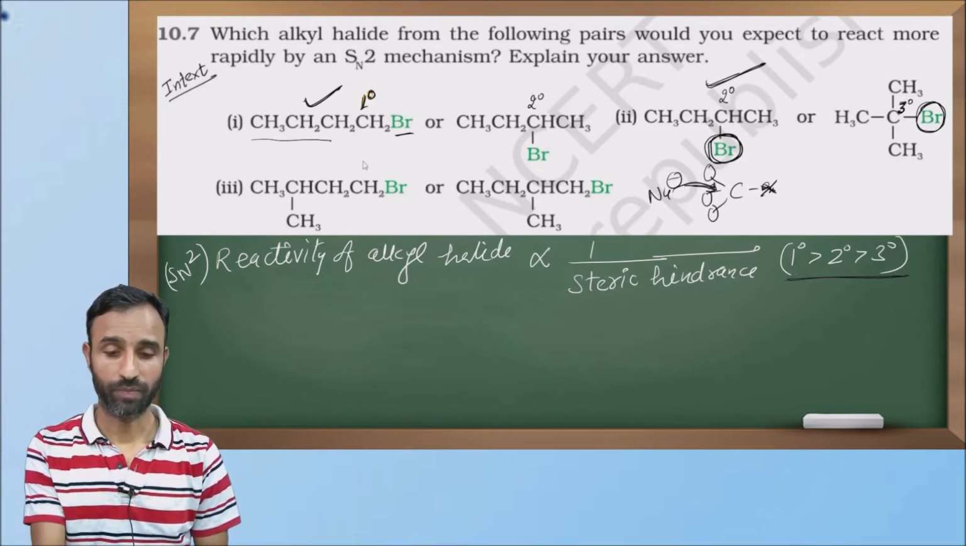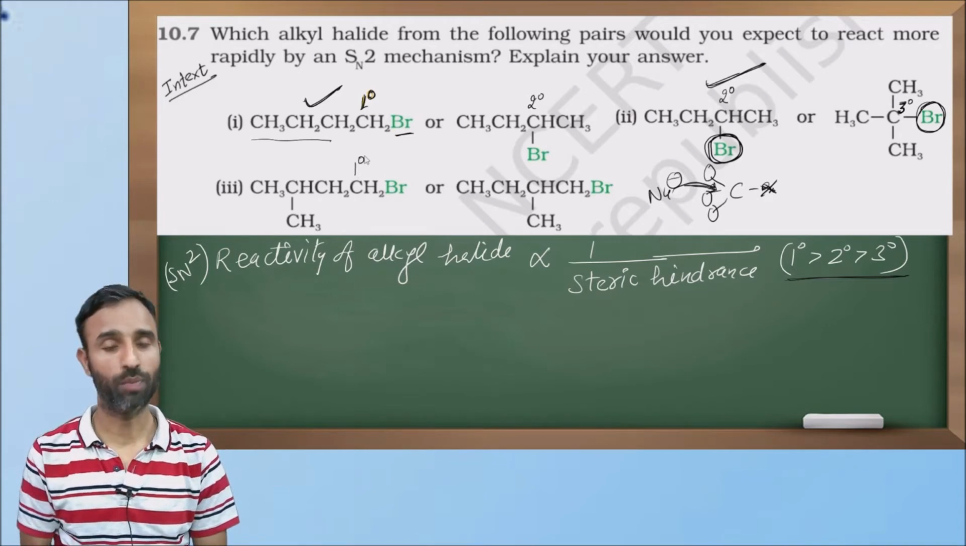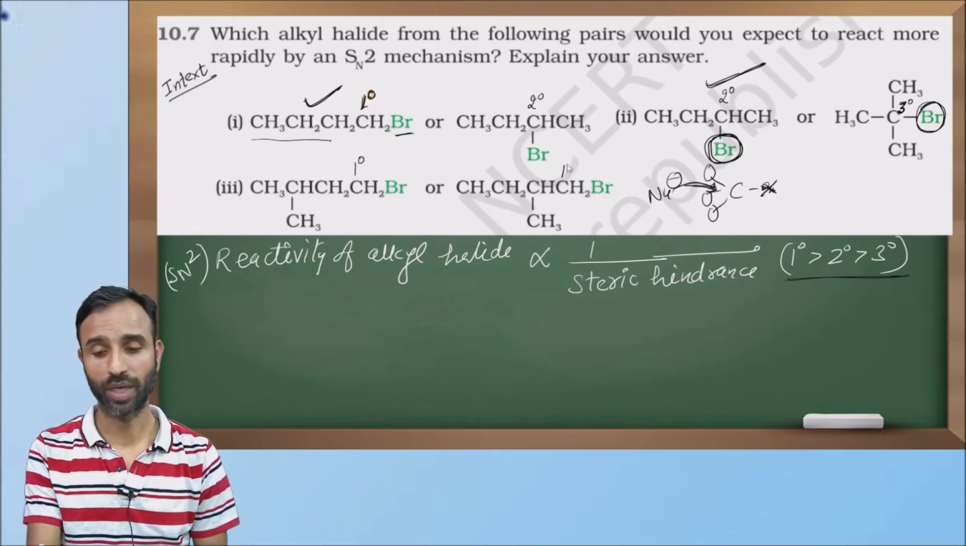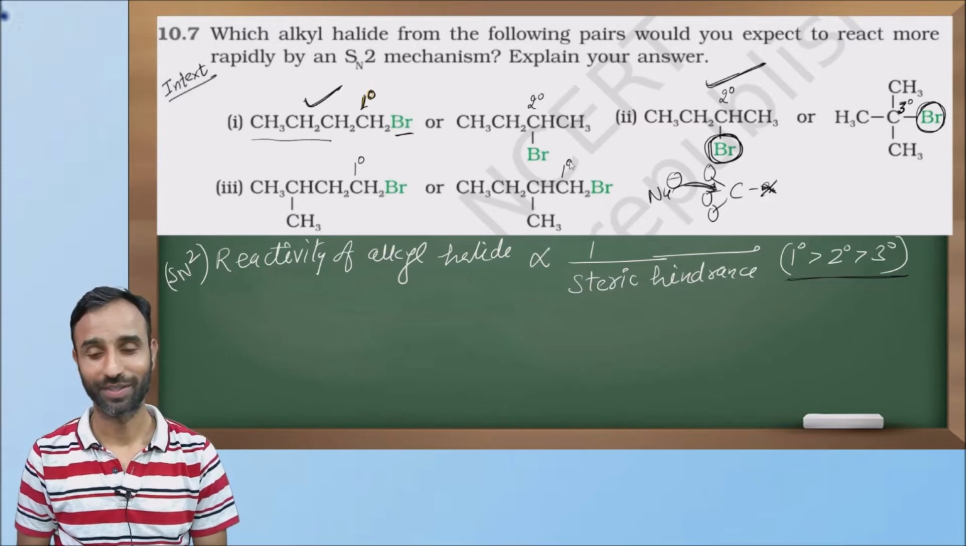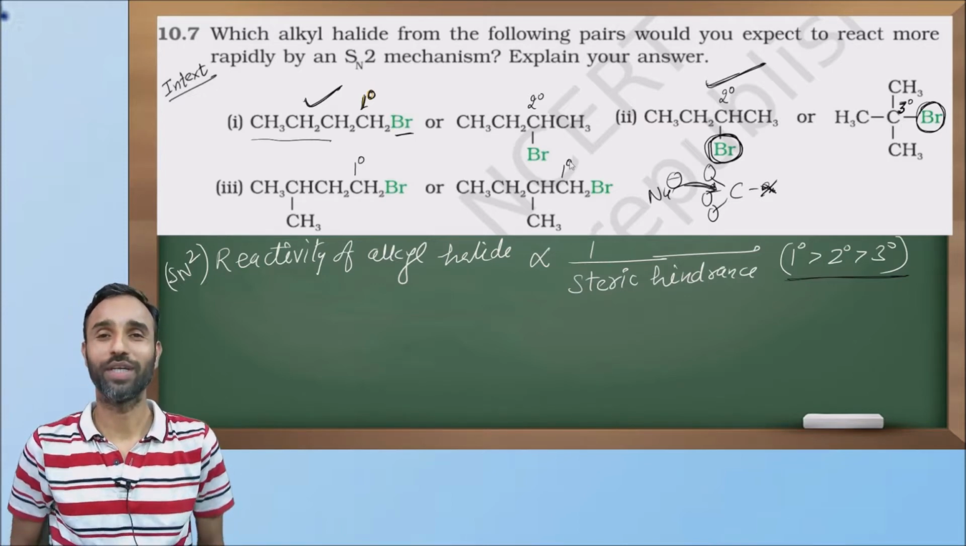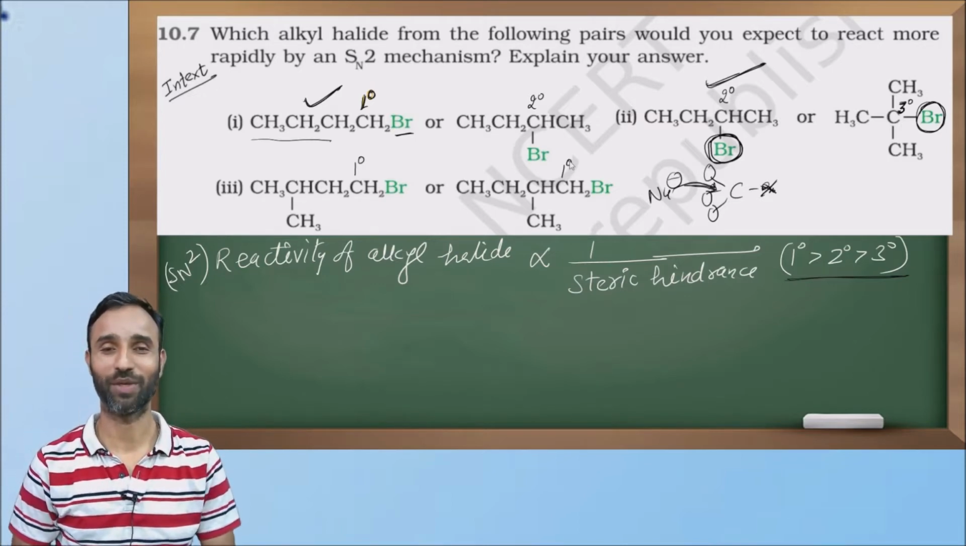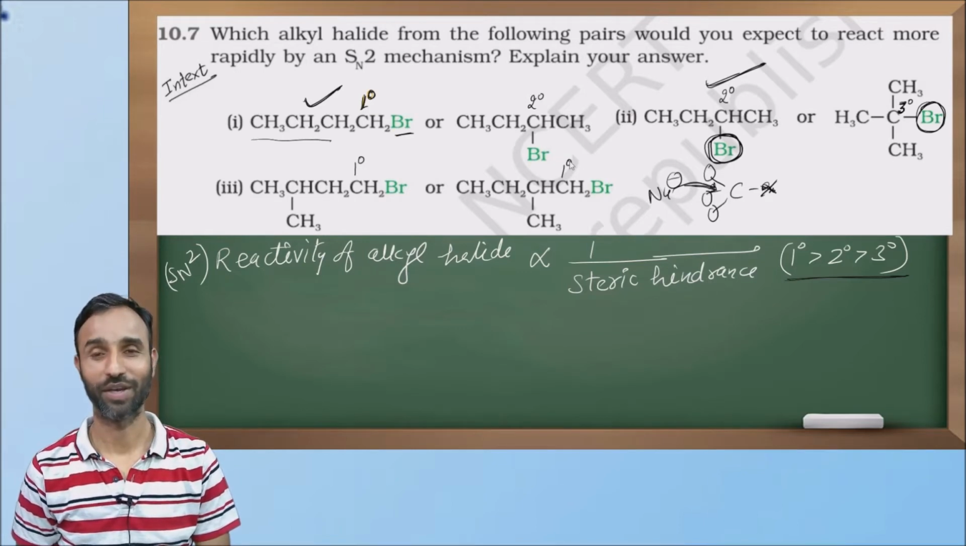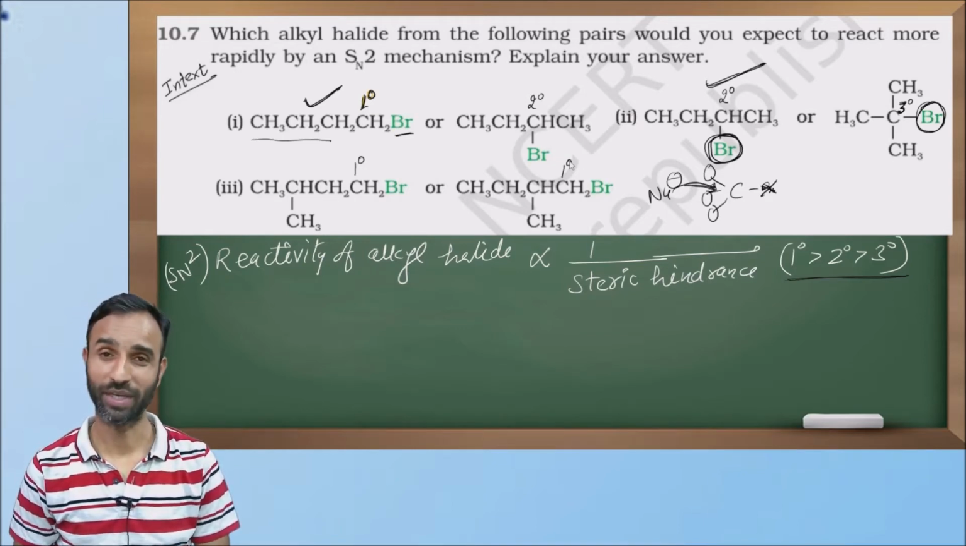Last one, see, bromine is attached to a primary carbon, here bromine is again attached to a primary carbon. Now which one is more reactive? Tell me. Yes, now which one is more reactive? Both are primary.